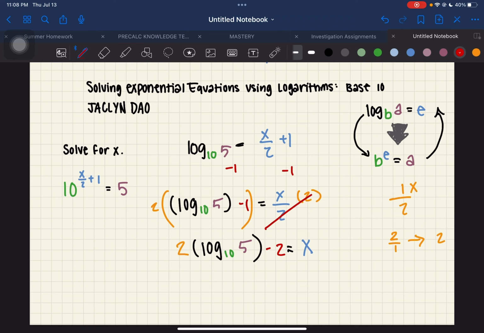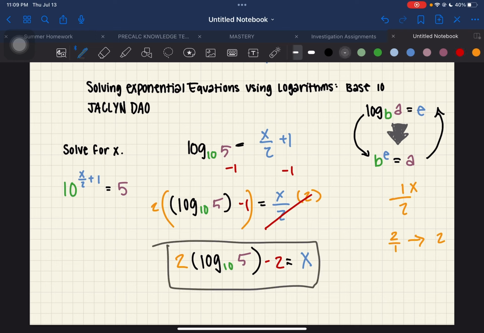They cancel, right? And now x is by itself. So we've officially solved for x. We box it in. And now we have solved an exponential equation using a logarithm with a base of 10.